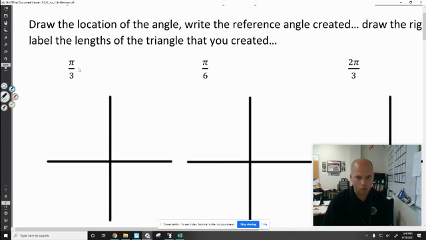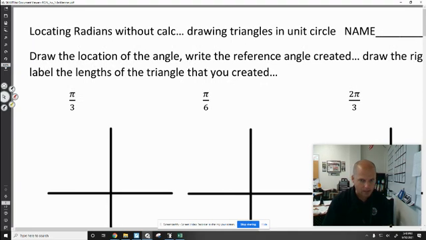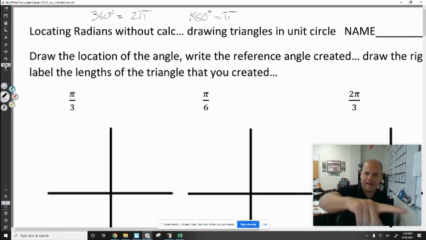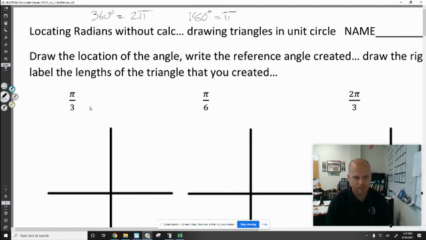So we know pi over 3 is 60 degrees. How do we know pi over 3 is 60 degrees? You should always be able to do this and check yourself. 360 degrees is the same as 2 pi radians, right? Distance around a unit circle. Distance is a circumference, 2 pi times r. So 2 pi, 360 degrees. 180 degrees, pi. Divide that by 3, you get pi over 3. 180 divided by 3 is 60.